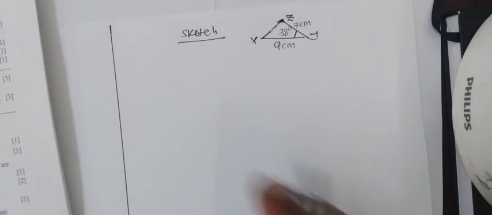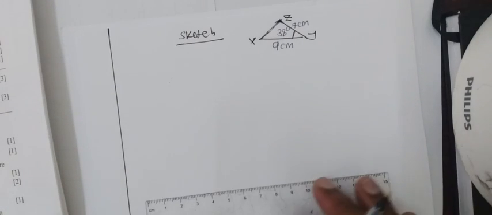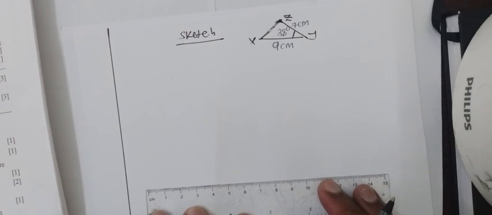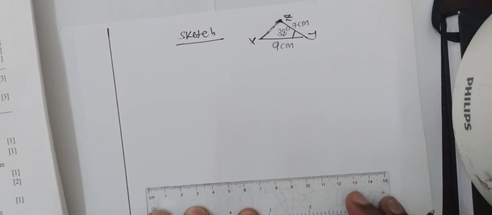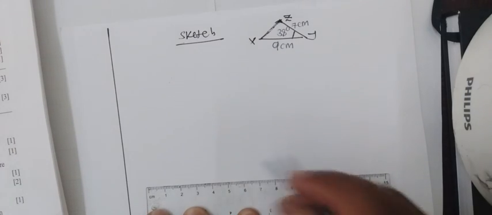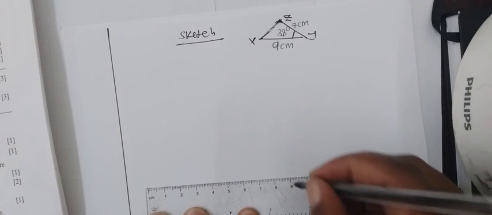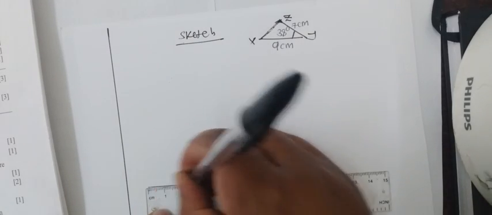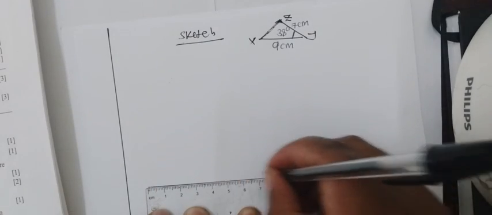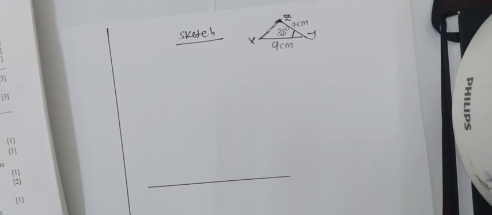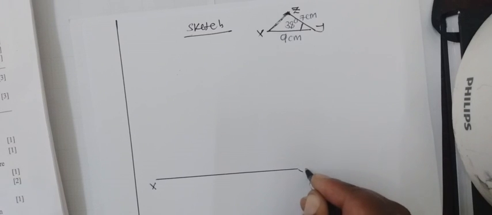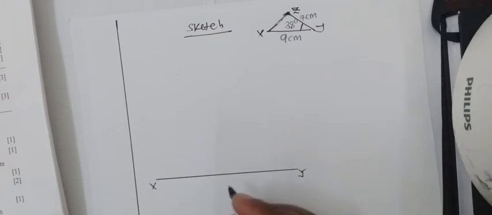The first thing is we measure the base. Our base is 9. So we're going to measure 9, from here up to here. That is 9. You're supposed to use a pencil in an exam. It's better that way. So we have got the X, Y, and this is 9 centimeters.